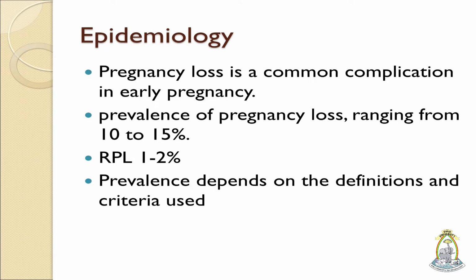Let's look at the epidemiology of recurrent pregnancy loss. We already said that it affects up to 1 to 2% of women of reproductive age. But we also need to know that pregnancy loss is a very common thing, and this affects up to 15%. What I mean here is that pregnancy losses in the population occur in up to 15%, but not necessarily recurrent pregnancy losses. This prevalence depends on the definitions and the criteria used for making a diagnosis of recurrent pregnancy loss. If you use a lower threshold, maybe two or more pregnancy losses, the prevalence would be higher.